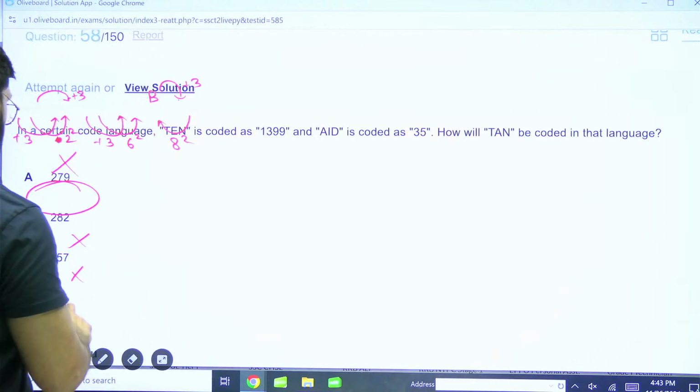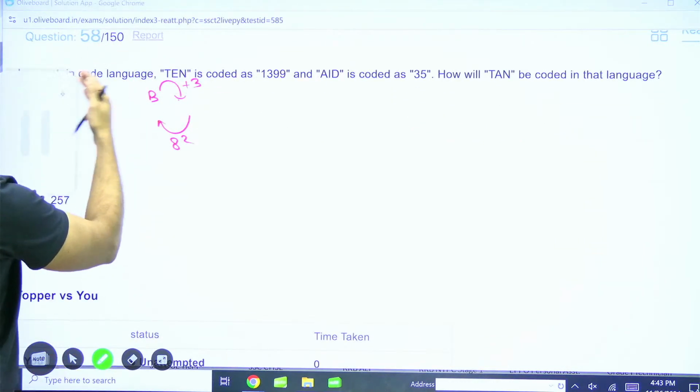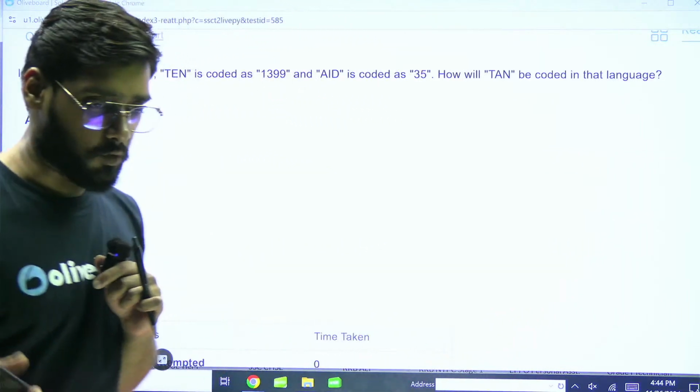28th question on our screen, from coding decoding again. What should be the right answer for this one?